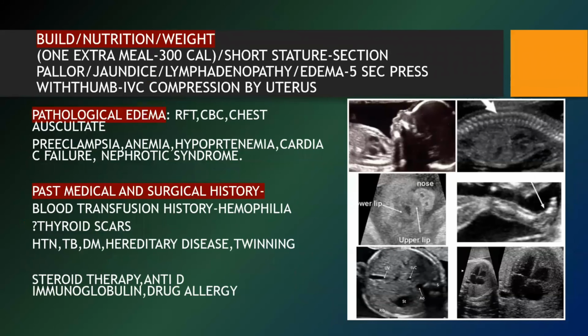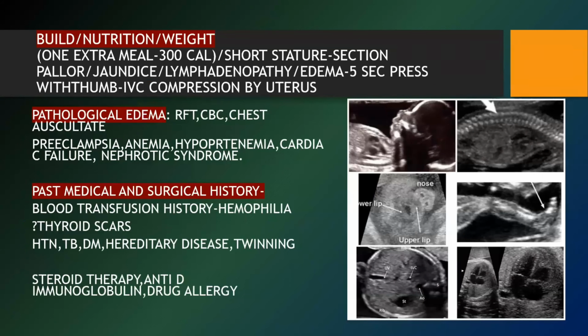Next, we have to record build, nutrition and weight. Usually in short stature, we may need a C-section. For nutrition, we advise one extra meal of 300 calories. Then we have to record pallor, jaundice, lymphadenopathy or edema.